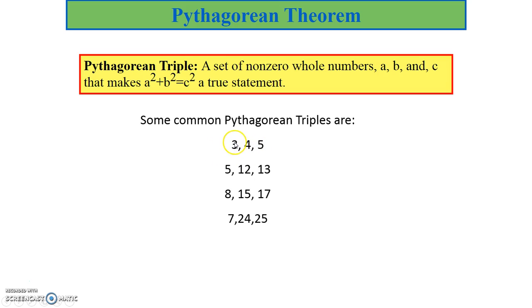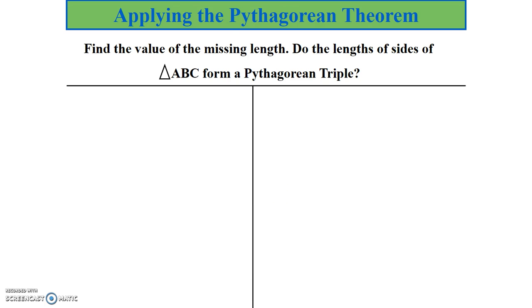3, 4, and 5. So 3 squared is 9, 4 squared is 16. Those added together equal 25, which is equal to 5 squared, which is 25. Now notice 3, 4, and 5 are all whole numbers. All whole numbers. 5, 12, 13. Sometimes we won't have that, so they wouldn't be a Pythagorean triple, but these ones are Pythagorean triples.